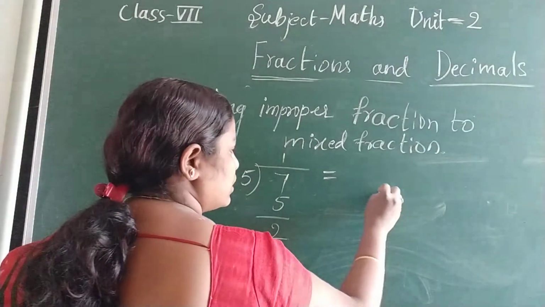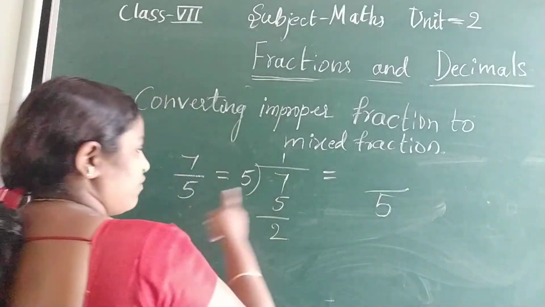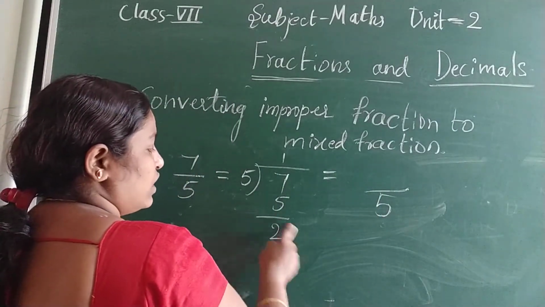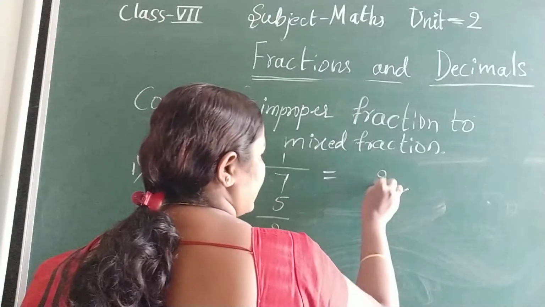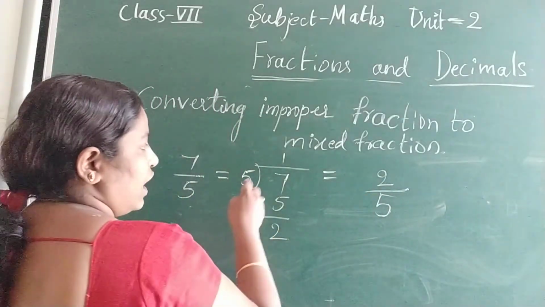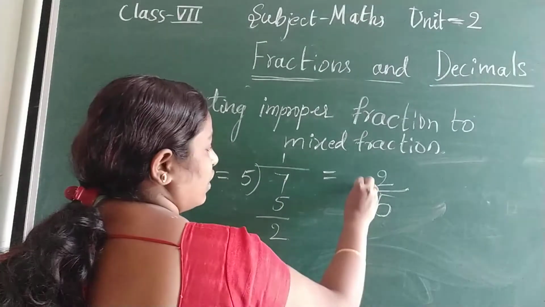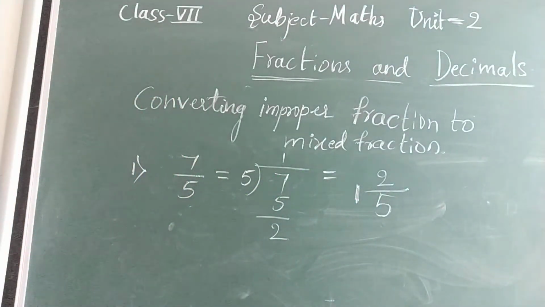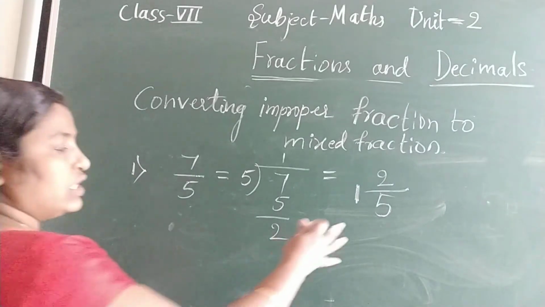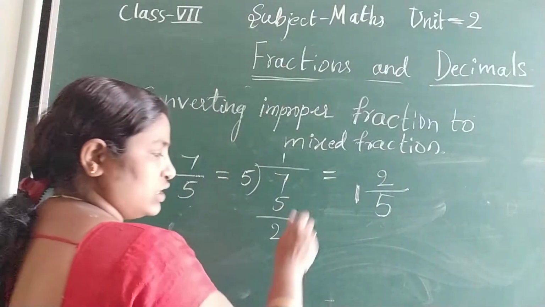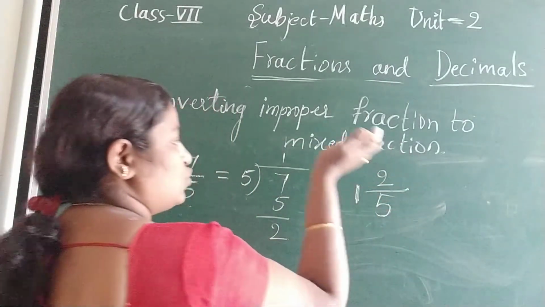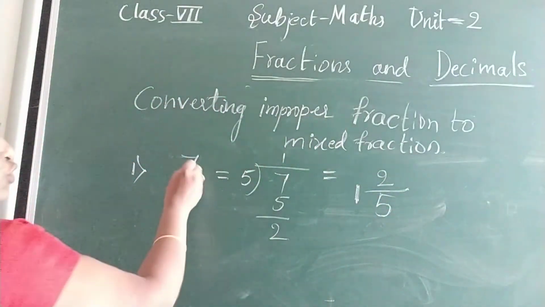So how to express it as a mixed fraction? The denominator, 5, you should write as it is. Whatever remainder is there, write that as the numerator. Then the quotient will be the whole number. That is the answer. If we convert this again to improper, we should get the same.